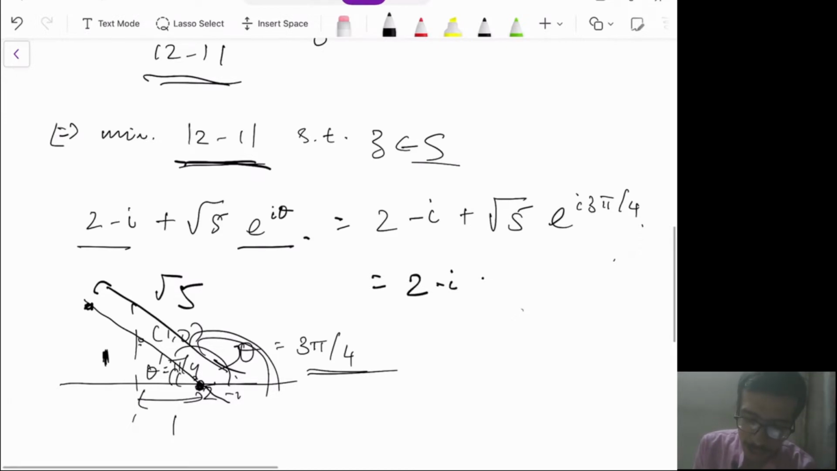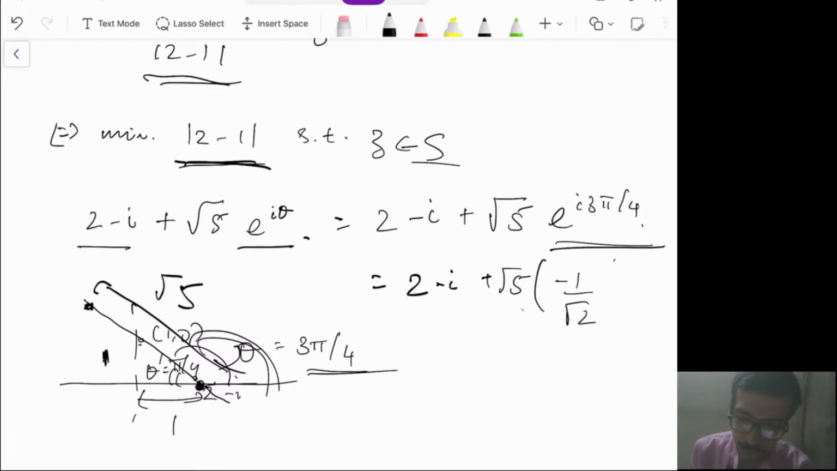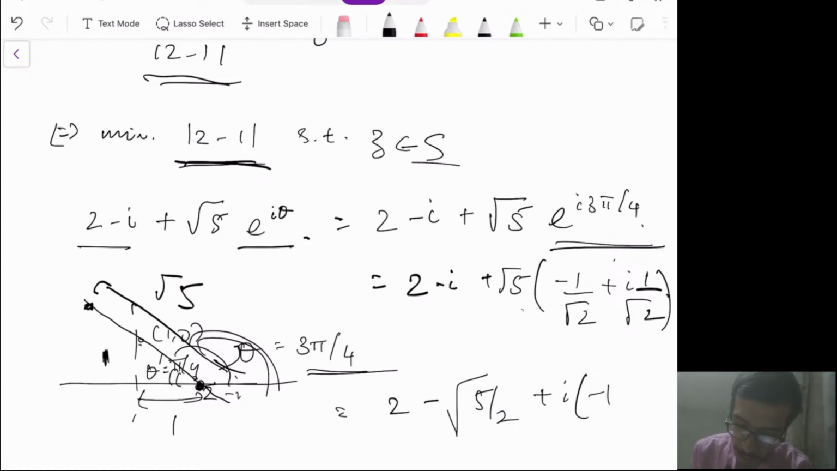And now I can actually compute this value. So this is nothing but cosine 3 pi by 4 plus iota sine 3 pi by 4. And so cosine 3 pi by 4 is going to be minus 1 over root 2, plus iota times sine 3 pi by 4, which is going to be plus 1 over root 2. And this point is then going to be 2 minus square root of 5 by 2 plus iota times minus 1 plus square root of 5 by 2. And this is going to be my point z0.